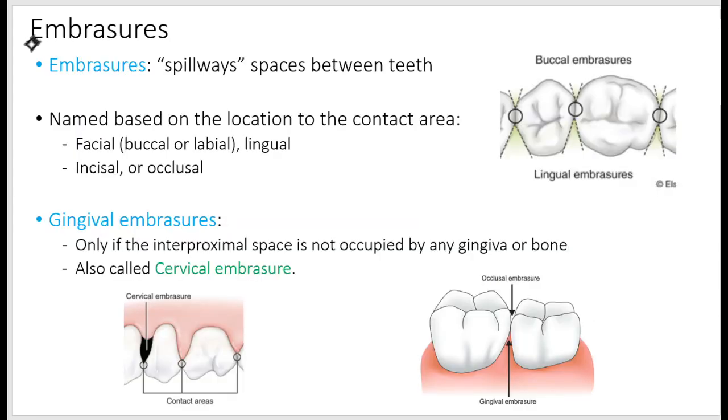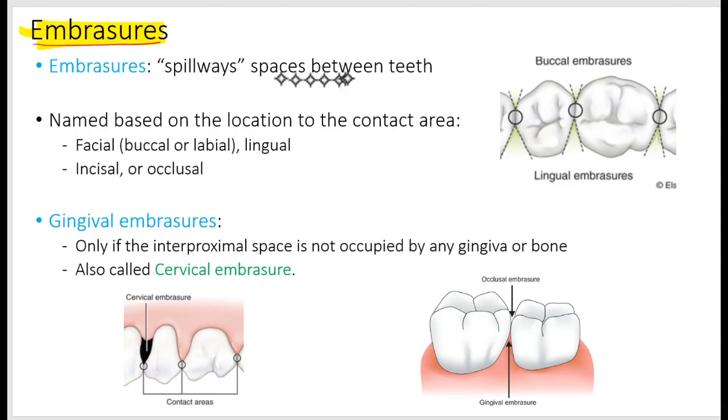We have also what we call embrasures. So technically, embrasures are spillways or openings between the teeth. So if you look here, we have a space between each tooth. We're looking here from the occlusal view, from the top of the teeth, and you can see there are some openings here. And these are called embrasures. Technically, the embrasures are named based on the location of the contact area. So you can see here, we have a lingual embrasure because it's on the lingual side, right? And we have a buccal embrasure because it's on the buccal side. We even have an occlusal embrasure, on that side occlusally.